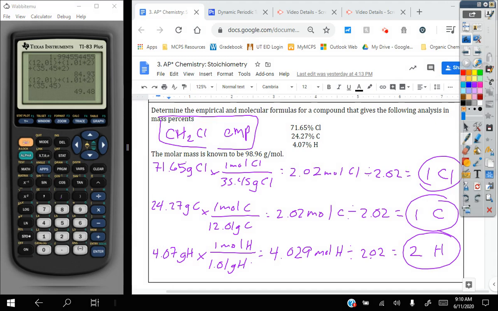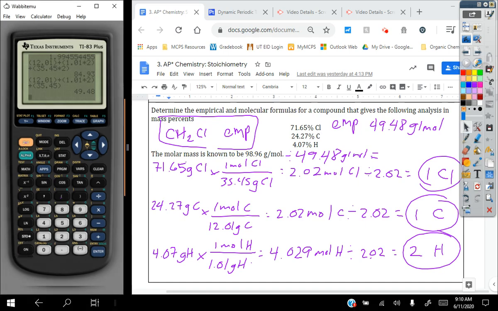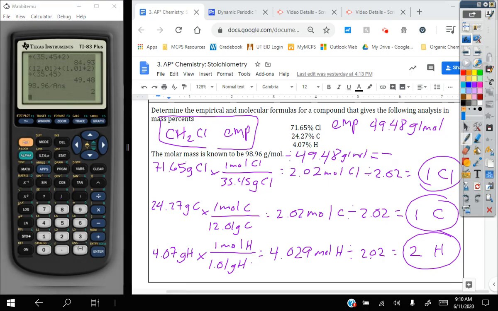Aha. So the empirical formula has a mass of 49.48 grams per mole. So to figure out the molecular formula, I'll do 98.96 divided by 49.48 grams per mole in order to figure out how many times I have to multiply my empirical formula to get my molecular. So 98.96 divided by 49.48, that is 2. So my empirical formula is CH2Cl.